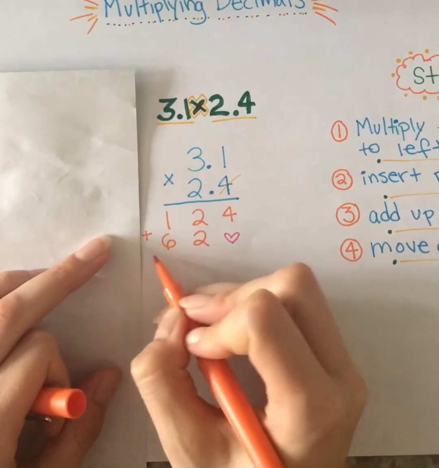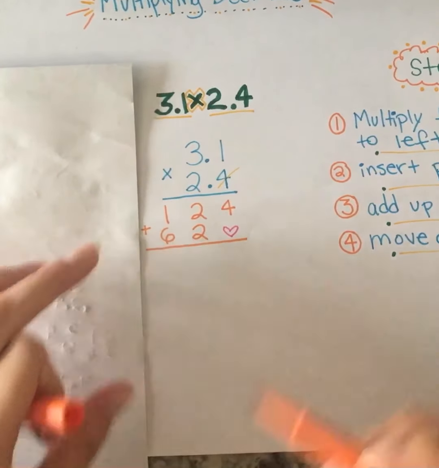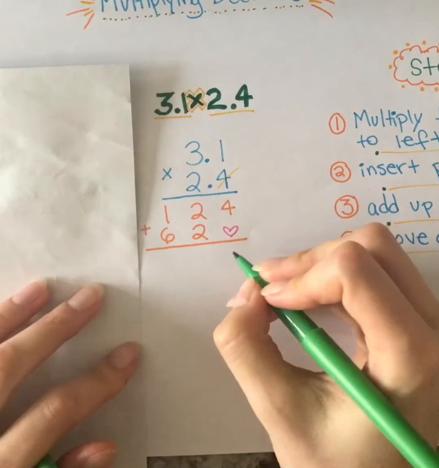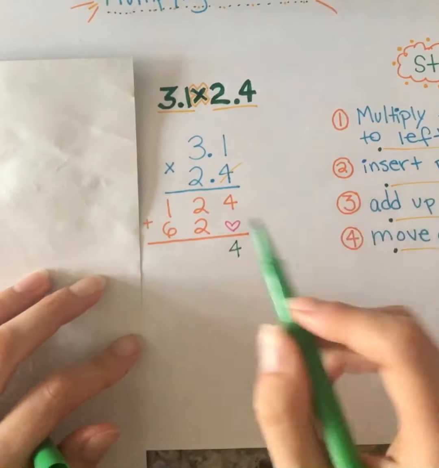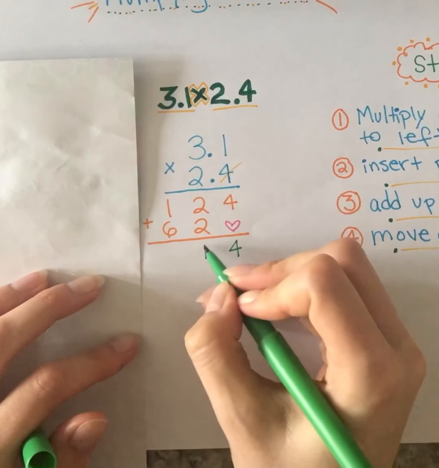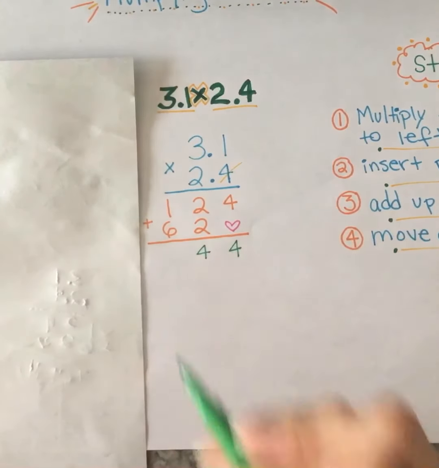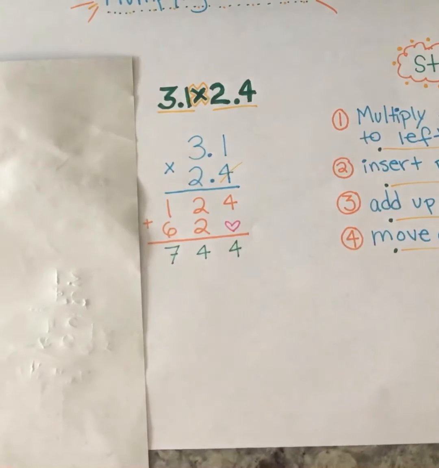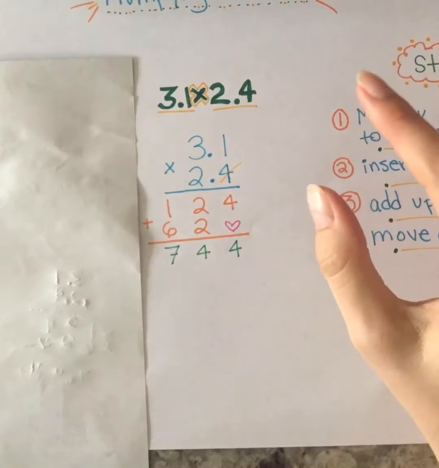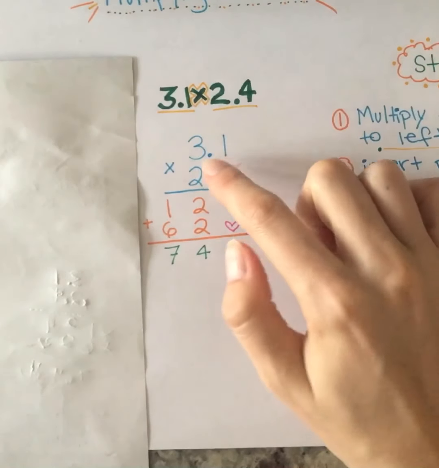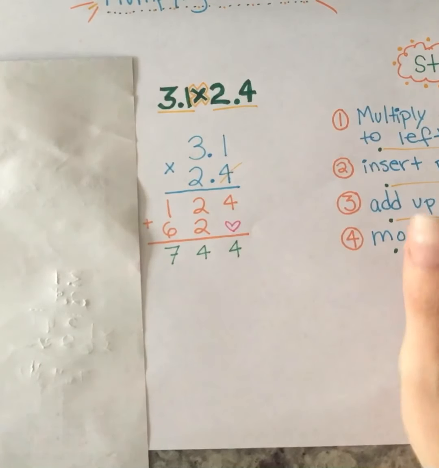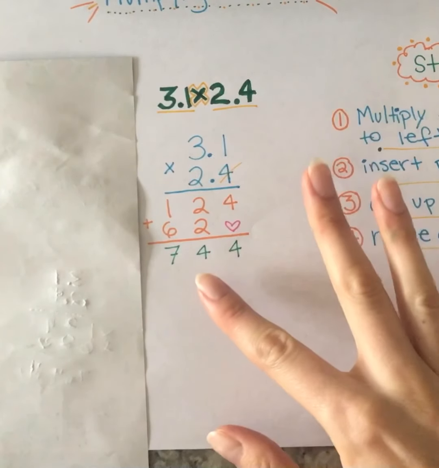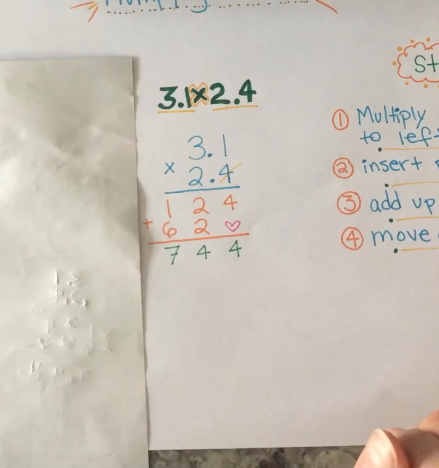So we're going to be adding here, and we have 4 plus our placeholder is just going to be 4. 2 plus 2 is 4, and 6 plus 1 is 7. Now, we know that 3 times 2 is 6. So if we're estimating, we would know that the answer 744 does not make sense.